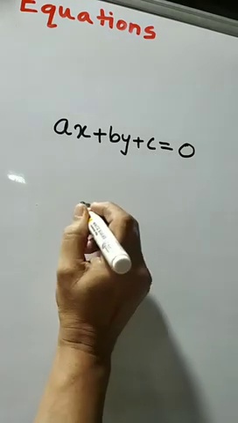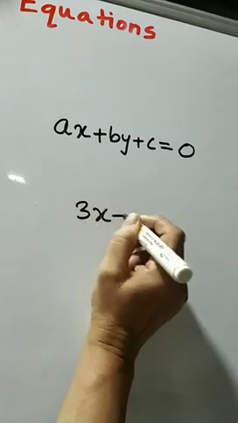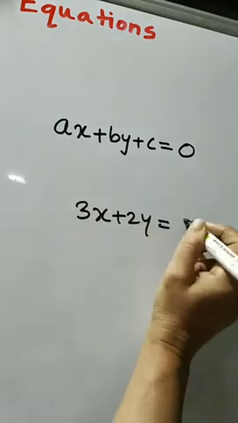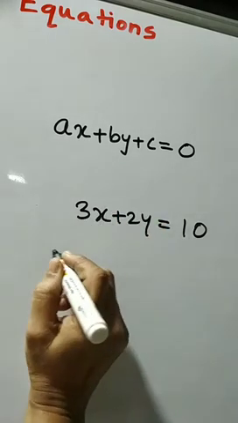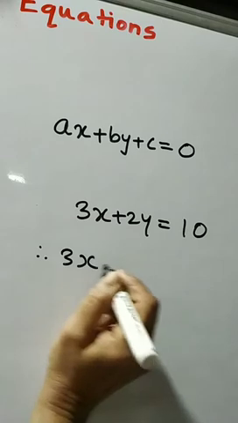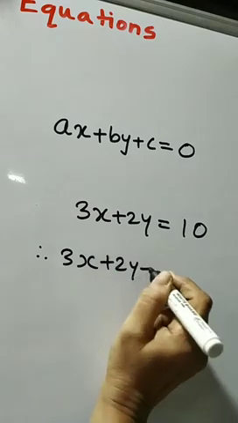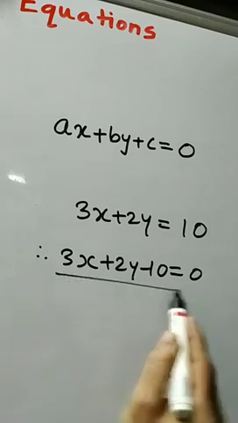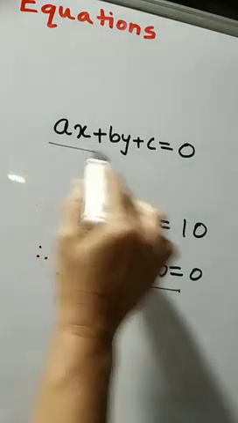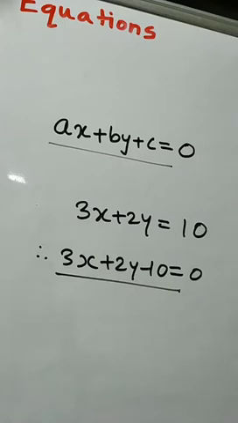Now you have always written something like 3x plus 2y is equal to 10. Now suppose we bring 10 on this side, what does it become? This becomes 3x plus 2y minus 10 is equal to 0. So doesn't this appear like this format? So there is a format for linear equations.